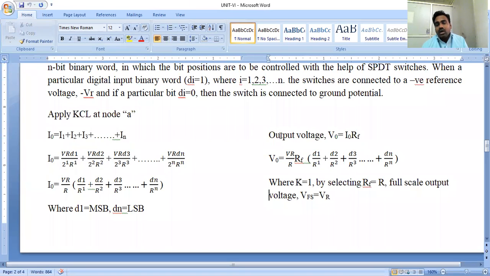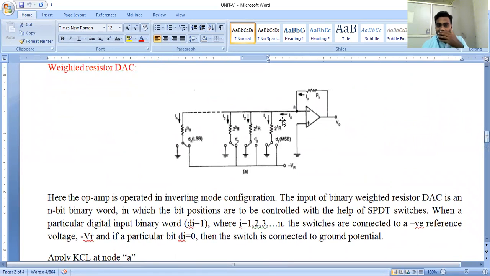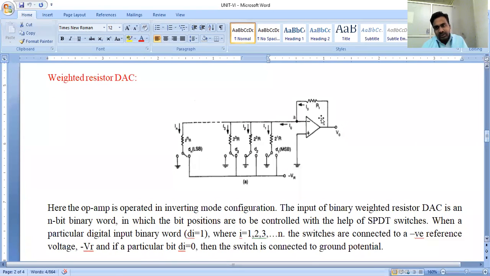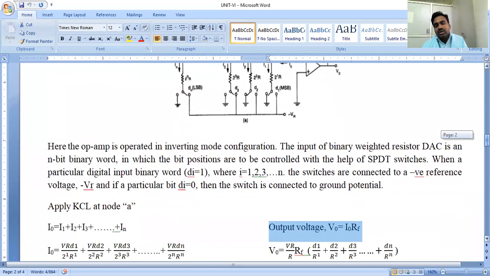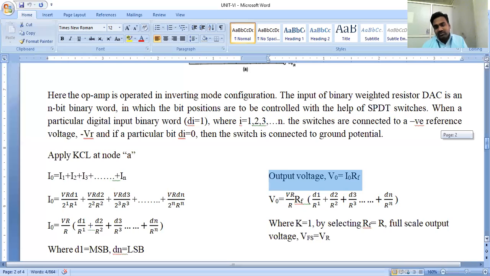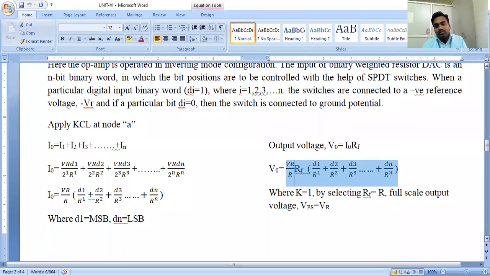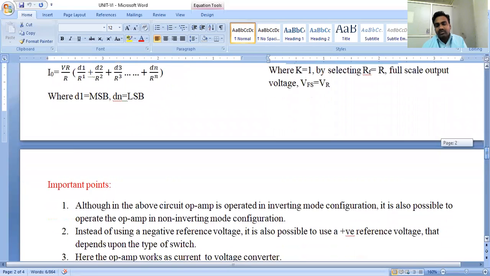So what will be the output voltage? The output voltage is nothing but a combination of the input current, that is I naught, into the feedback resistance. Feedback resistance is termed RF. V naught is equal to I naught into RF, since V equals IR. If we substitute the value of I naught here, this is the final expression of the output voltage.